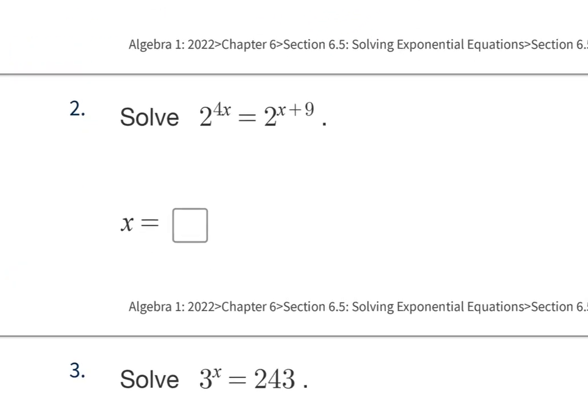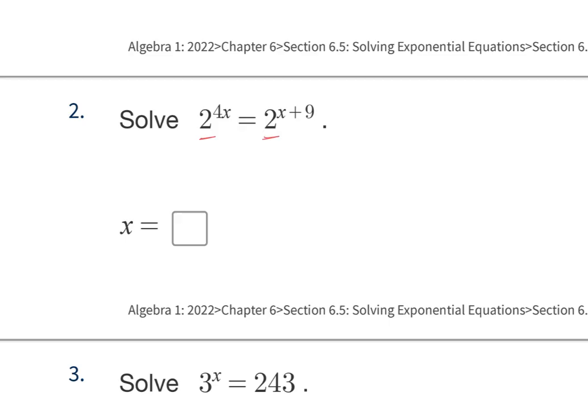Number 2, same bases. So we ignore the bases and we do the exponents only. 4x equals x plus 9. We're going to subtract x to get 3x. We divide by 3 to get 3.